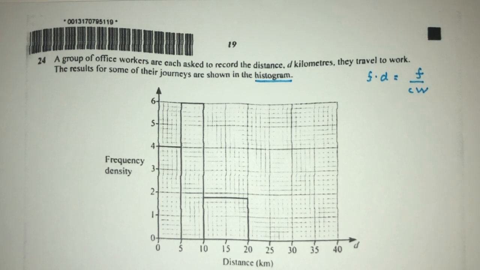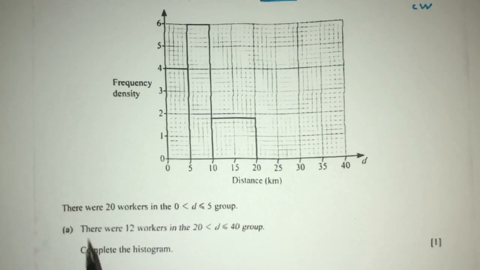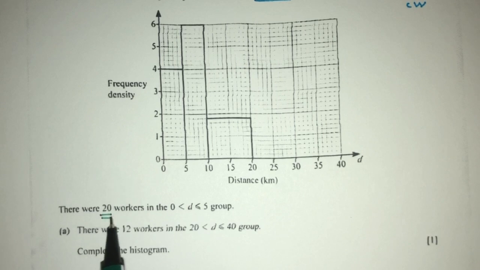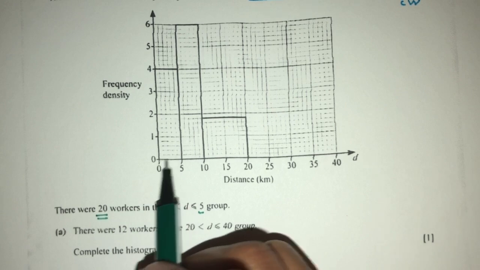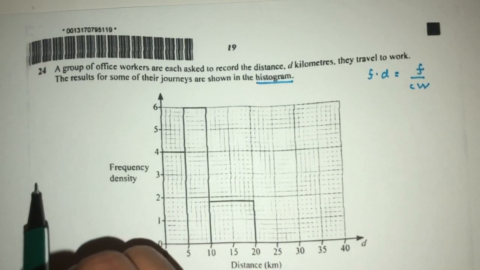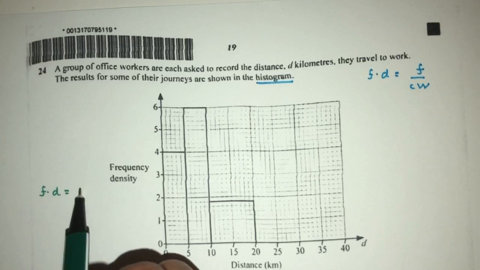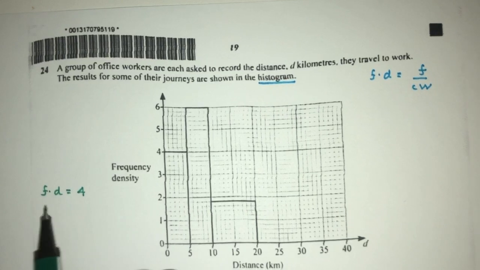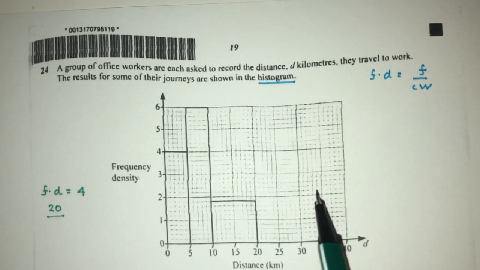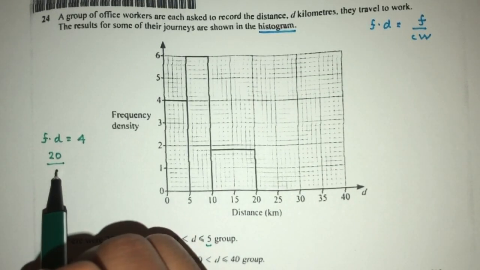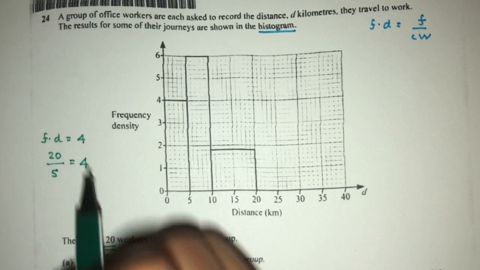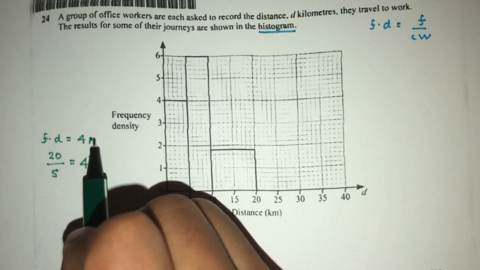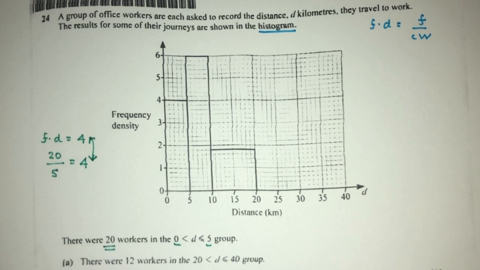Now let's move on. We have this for now, and then here we have, there were 20 workers in the group 0 to 5. So 0 to 5, as we can see, is this group. The height was 4, so FD was 4 for that group. Now how do you find FD? As you can see, it is frequency, that will be 20, over the class width, 5 minus 0, which is 5, and it is 4. So basically it is matching. So in this case we can proceed directly with the formula to find the value of FD.